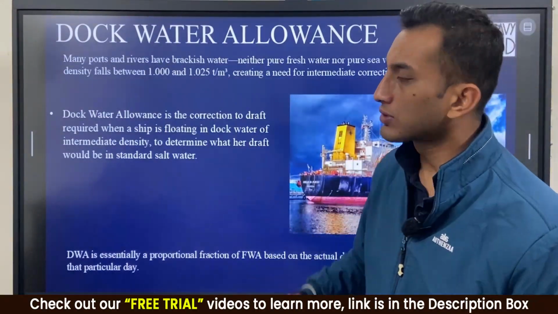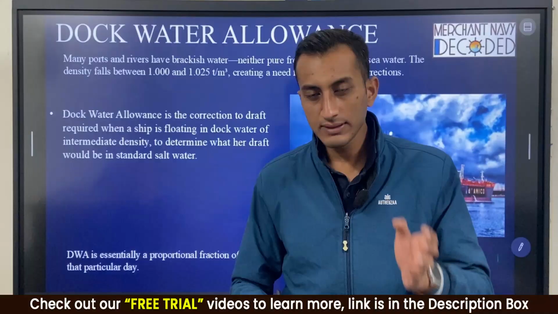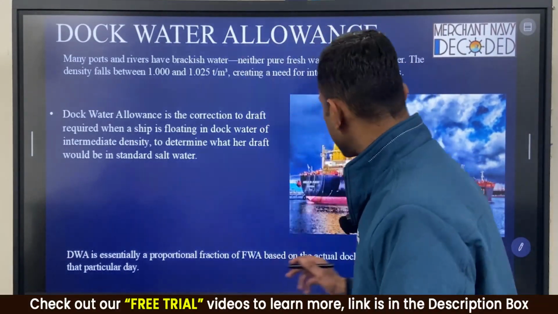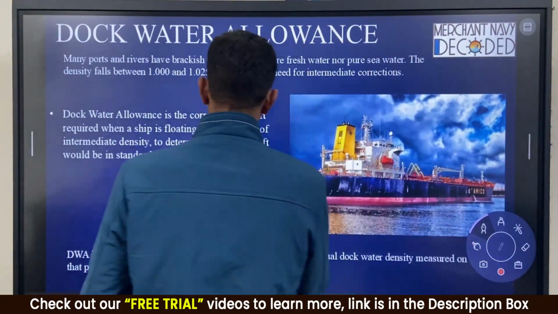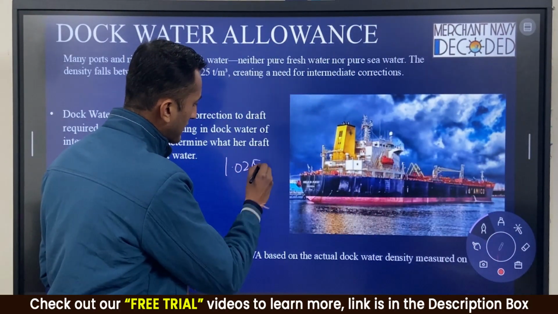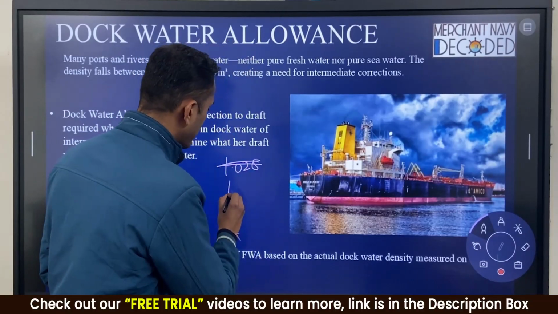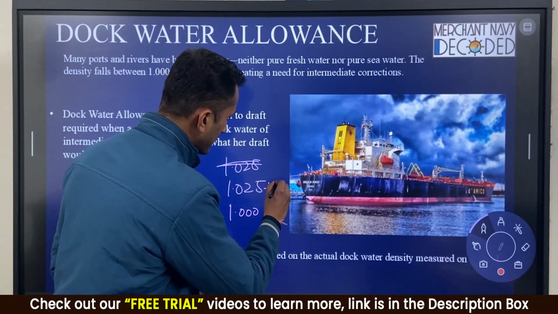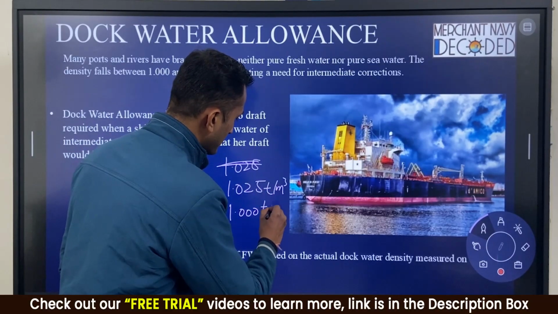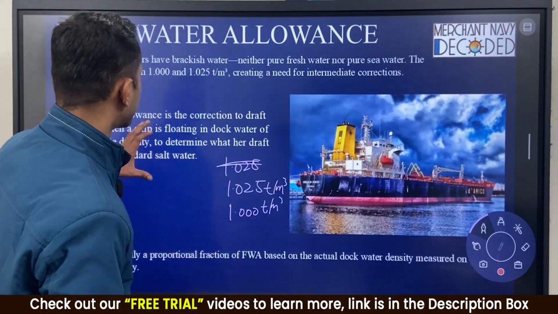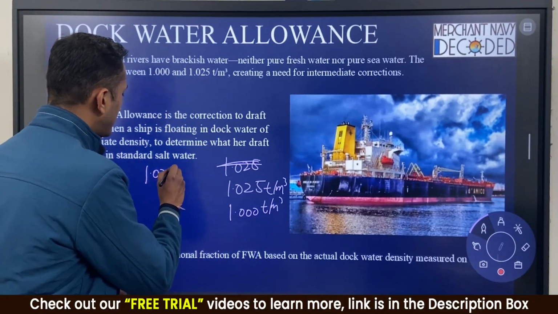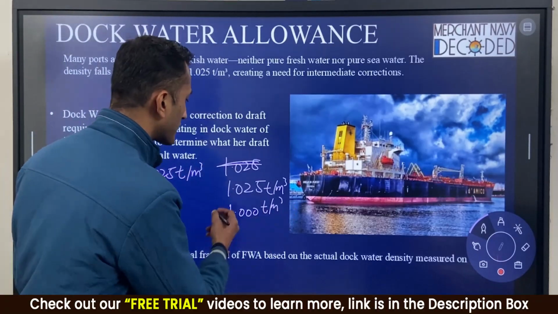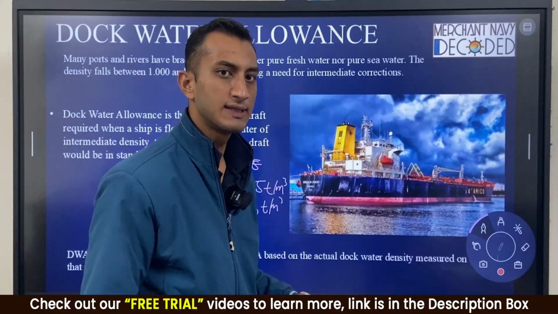Now, what is dock water allowance? Dock water allowance is not something very different from freshwater allowance. It is still the same, but in freshwater we had fixed values of 1.025 and 1 ton per meter cube. In dock water allowance we generally take 1.025 ton per meter cube, but we don't take fresh water here because ships don't sail in fresh water, they sail in salt water.